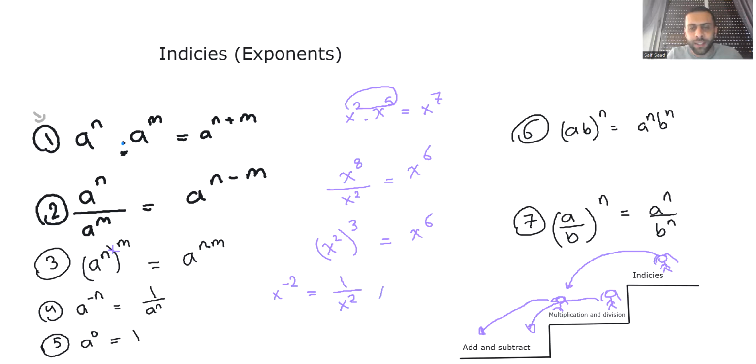Look at this one and let's understand it properly. 2 to the power of negative 1. If you look here, 2 to the power of negative 1, what does this mean? Okay, well, we will use the rule.